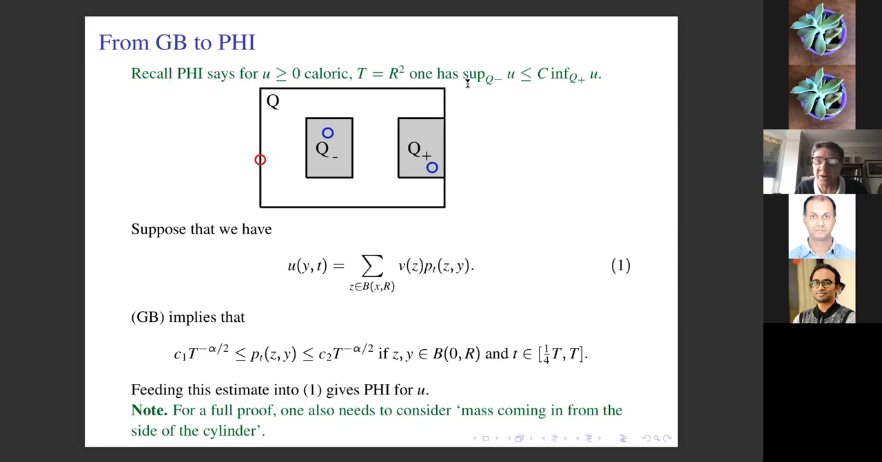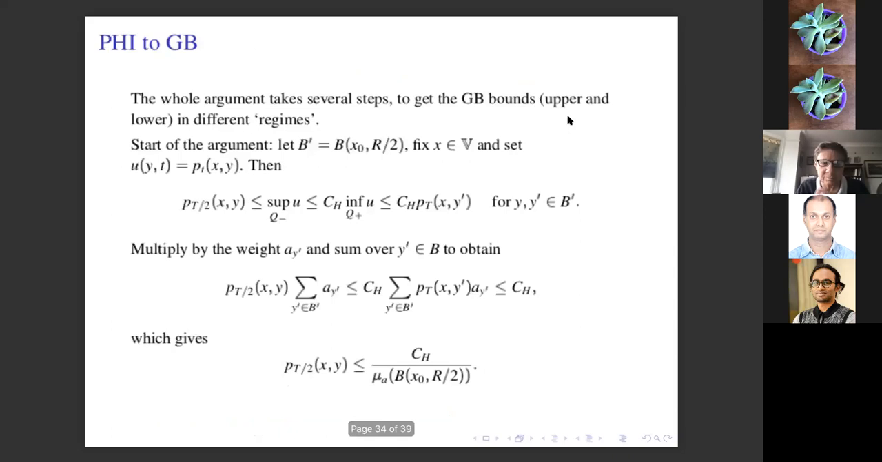So the parabolic Harnack inequality is not saying anything, it's saying that 0 is less than that. But this is a good way of remembering which way around the parabolic Harnack inequality goes. So that's a sketch of how you get the PHI from Gaussian bounds.